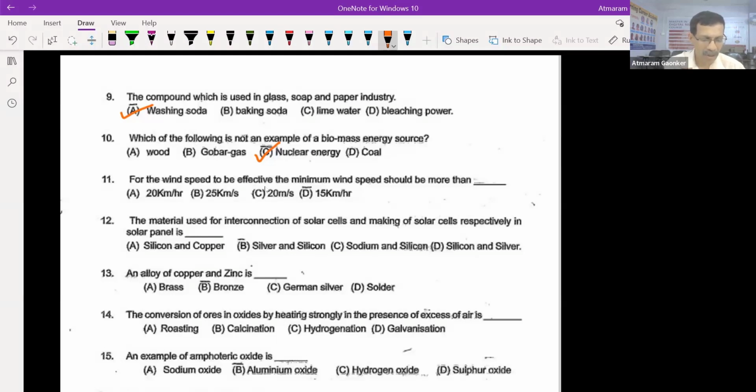The next question is information level. For the wind speed to be effective, the minimum wind speed should be more than 15 km per hour. So this is the option.